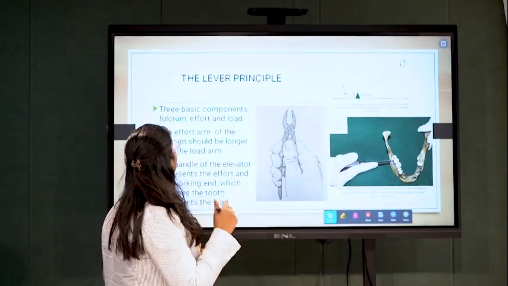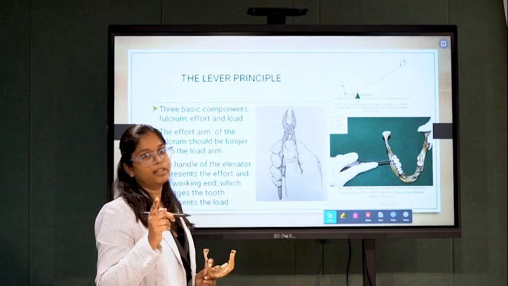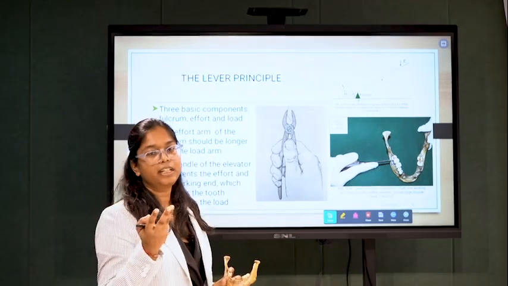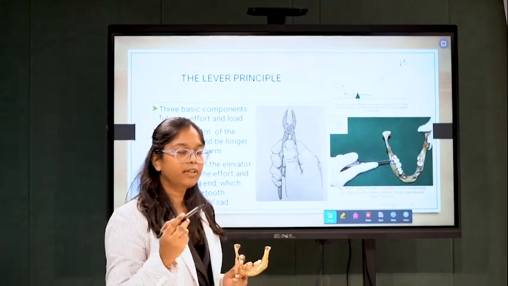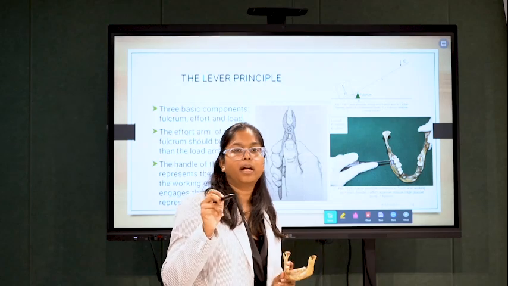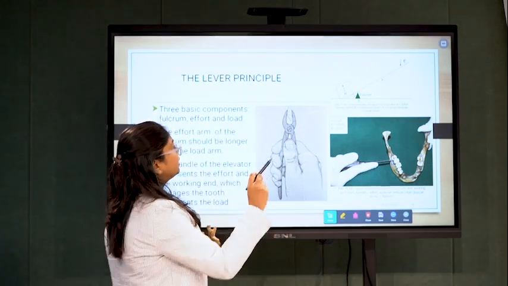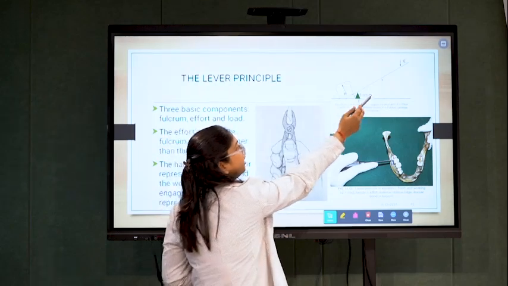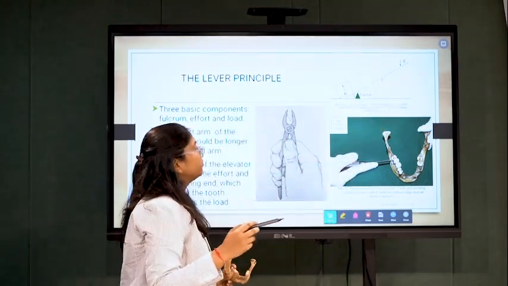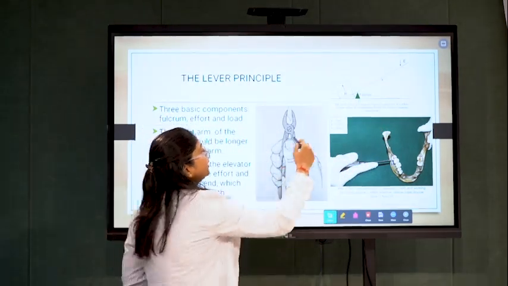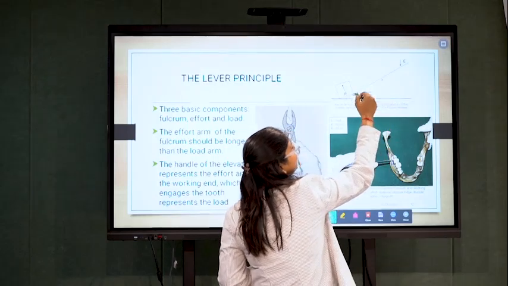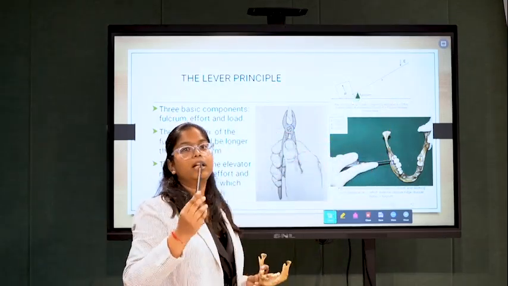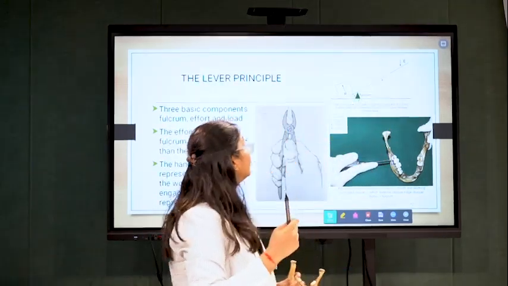There are three classes of lever, but during extraction we use the class 1 lever, in which the fulcrum is always in the center. The resistance or working arm will be at one end and the effort arm at the other. So the longer the effort arm, the more force will be generated at the working end, and it will help you in easy extraction.